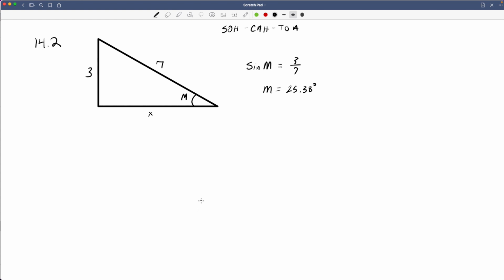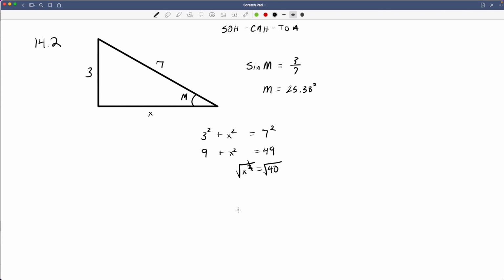Now, if we wanted to, we could find X, but we really don't have to use SOHCAHTOA to do that. We could use Pythagoras' Theorem because we have some numbers where we can do that. So let's just try that out. 3 squared plus x squared, because those are our two legs, is equal to the hypotenuse squared. So 9 plus x squared is equal to 49. Subtract 9 from both sides, I get x squared is equal to 40. I find the square root of both of those.